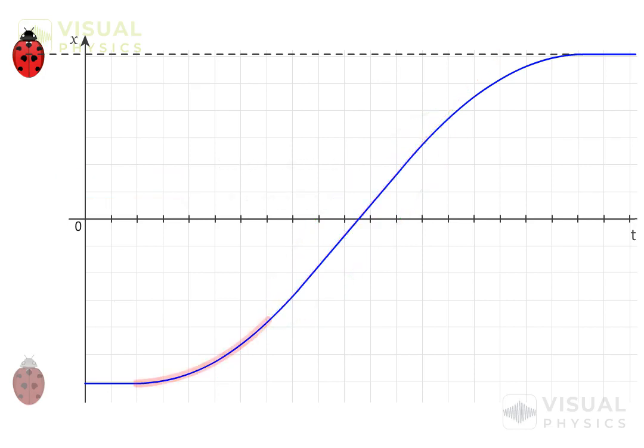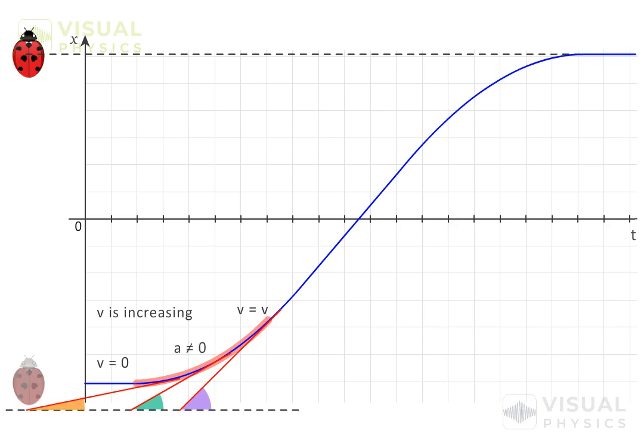Now, for this curved region, we can see that the slope of the tangent is increasing. So we can say that the velocity of the particle must be increasing in this region. This is expected, as our particle was initially at rest, so it must accelerate to gain some velocity.